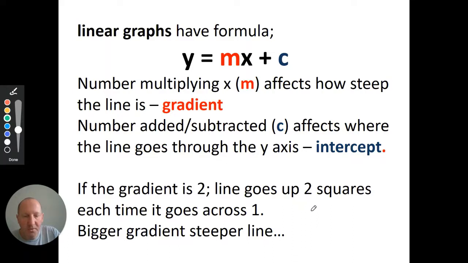We will come across some negative gradients later. Positive gradients we've seen going in that direction. Negative gradients go in that direction. Essentially, as we go across that way, it goes down. That's for a negative gradient. And then we also spoke about c, the number on the end, which is the intercept on the y-axis.